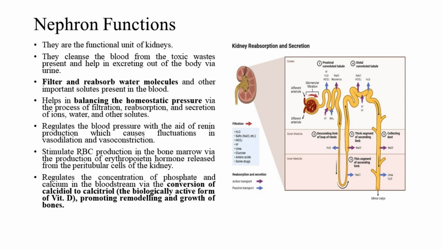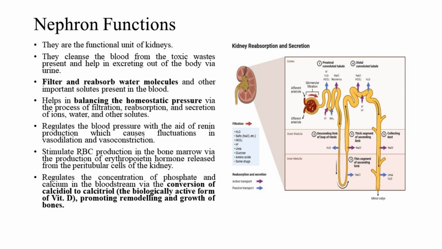Nephron functions. They are the functional unit of kidneys. They cleanse the blood of the toxic wastes present and help in excreting them out of the body via urine. Filter and reabsorb water molecules and other important solutes present in the blood. Helps in balancing the homeostatic pressure via the process of filtration, reabsorption, and secretion of ions, water, and other solutes. Regulates the blood pressure with the aid of renin production, which causes fluctuations in vasodilation and vasoconstriction.